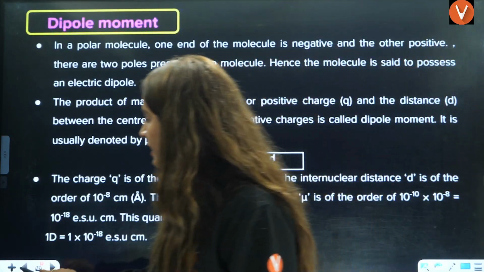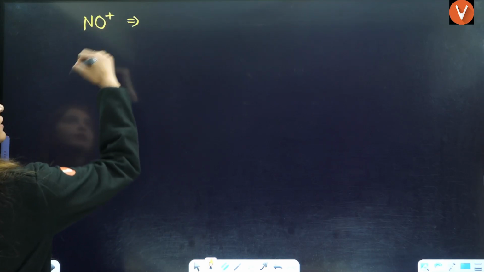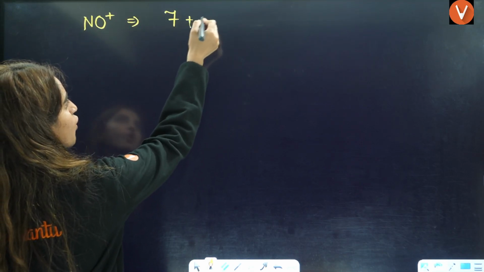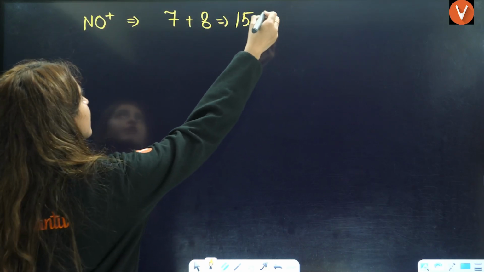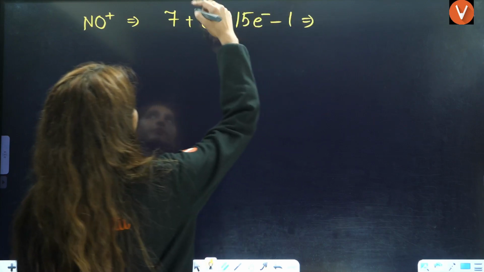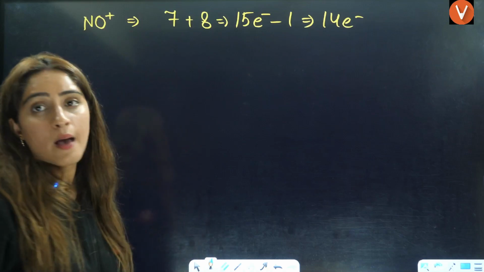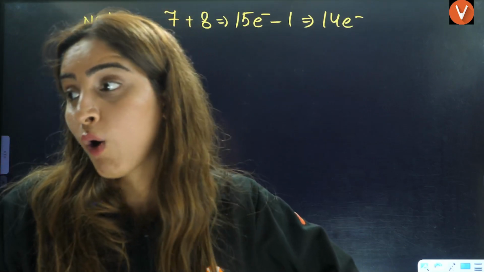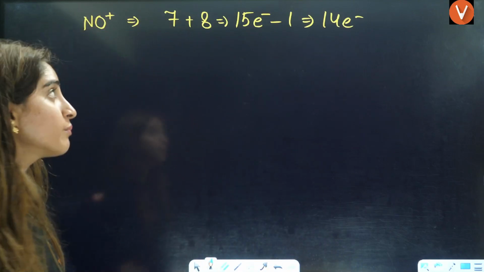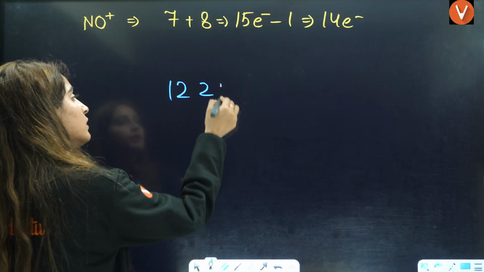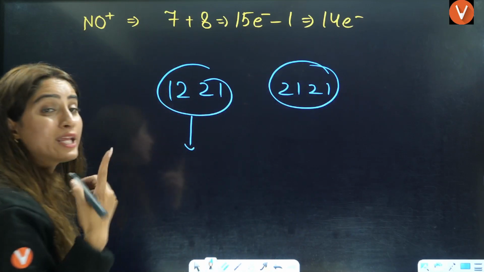Acha, I told you that I will tell you one thing in the end, that is NO positive, right? NO has 7 electrons, oxygen has 8 electrons, that means total 15 electrons. When you subtract 1 electron because of this positive, it is going to have 14 electrons. Now the question is, ma'am, will it use 1 2 2 1 or 2 1 2 1? This is very important, right? 1 2 2 1 is for more than 14. 2 1 2 1 is for less than or equal to 14.